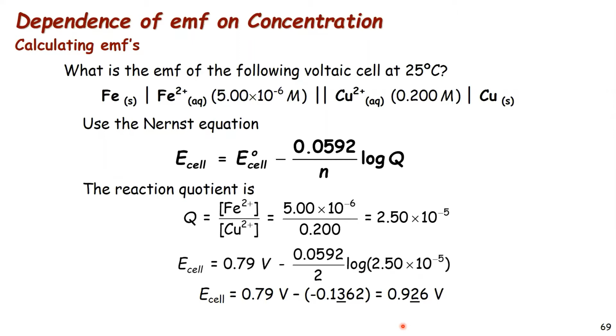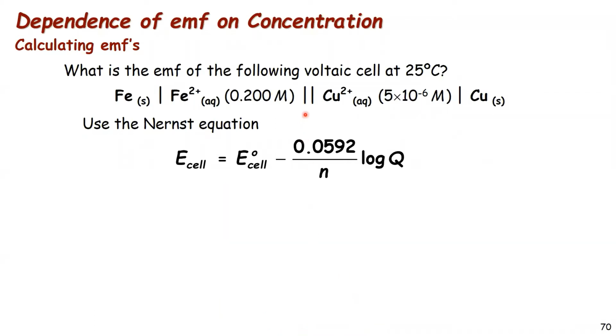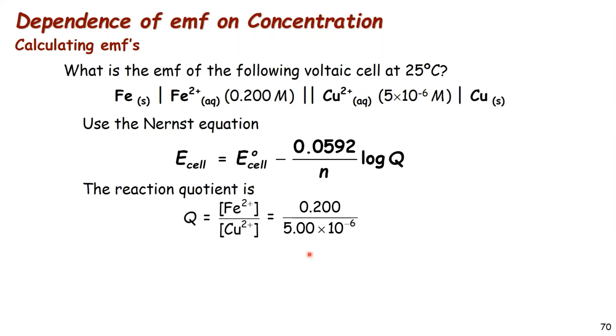Okay. Now let's look at the opposite situation. Okay, so this is E cell, not E cell naught. That's our cell EMF or our cell voltage or cell potential. Now let's look at the opposite situation where now all of a sudden we've basically run out of the copper 2 plus. It's all been converted to the solid copper. And again, plug those into the value of Q. That gives us a value of 4 times 10 to the 4.